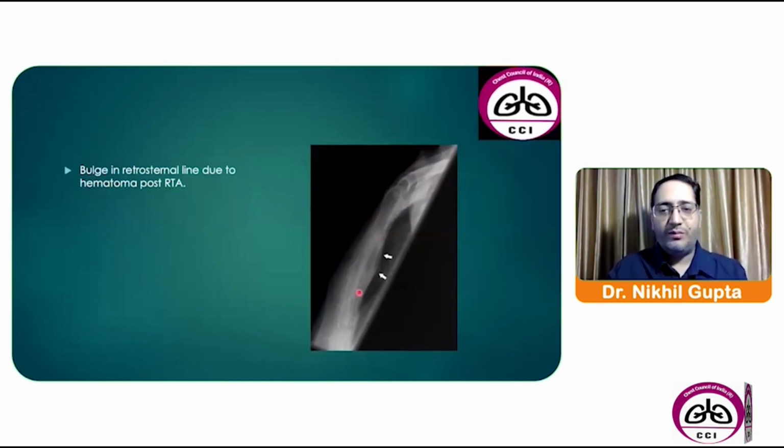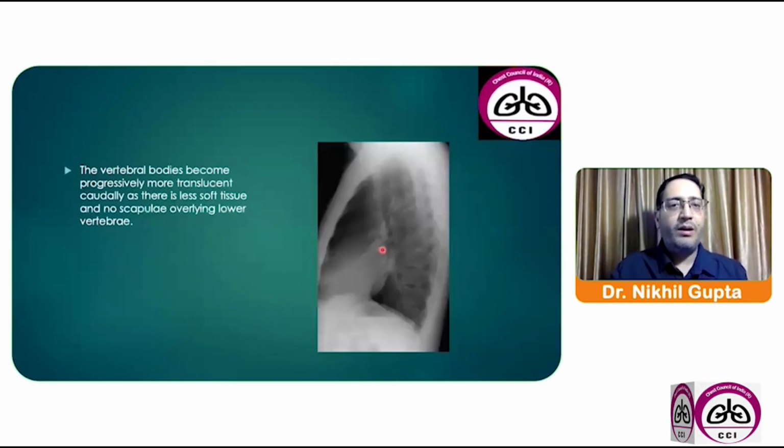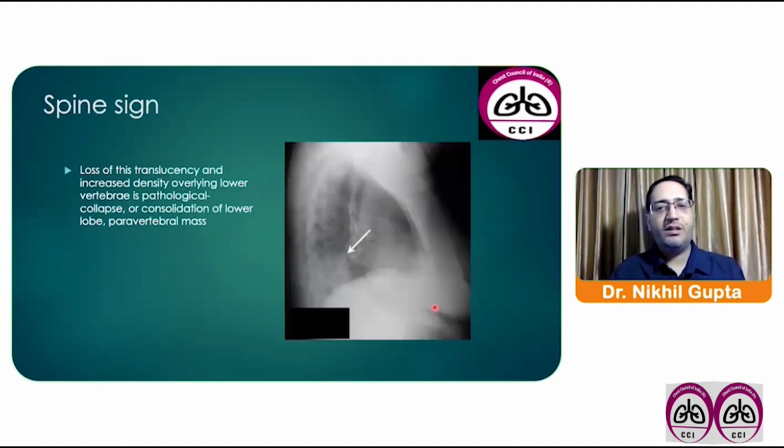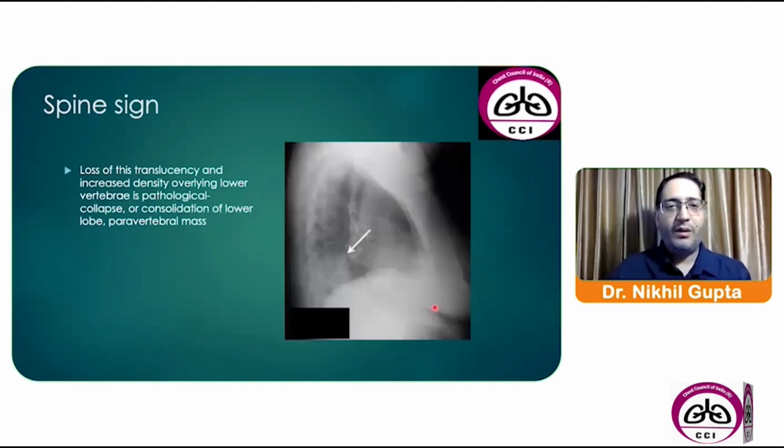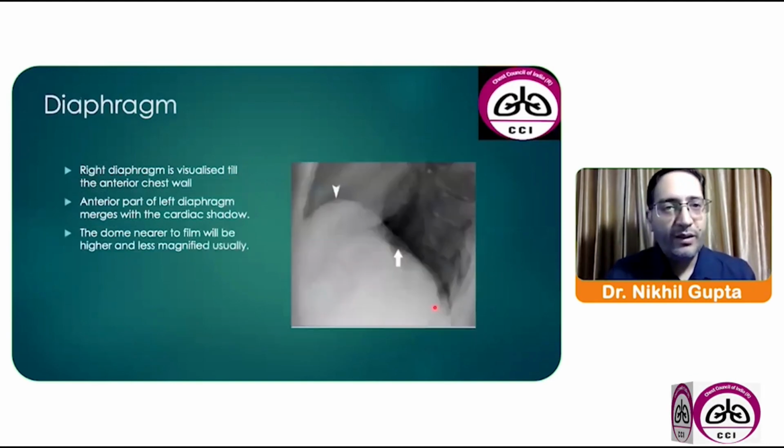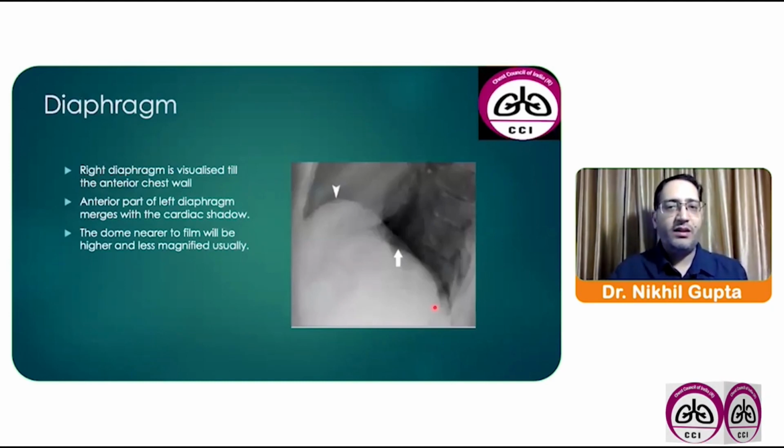There was a hematoma. The vertebral bodies become translucent caudally, and there is less soft tissue and no scapula overlying the lower vertebrae. However, if we see this loss of translucency, this is known as spine sign, and it is pathological. The right diaphragm is visualized till the anterior chest wall. The anterior part of the diaphragm merges with the cardiac shadow. The dome nearer to the film is higher and less magnified.